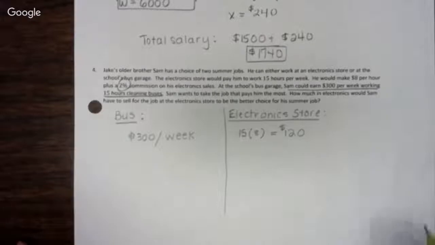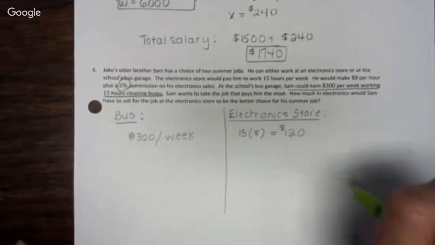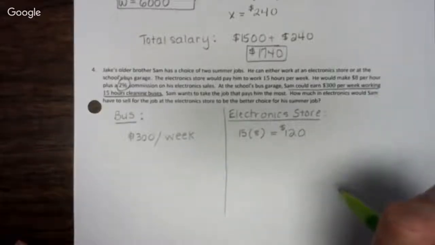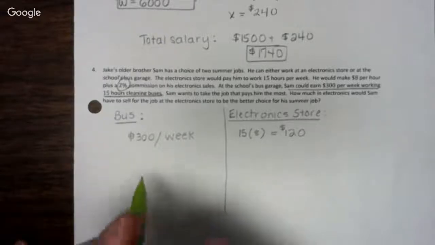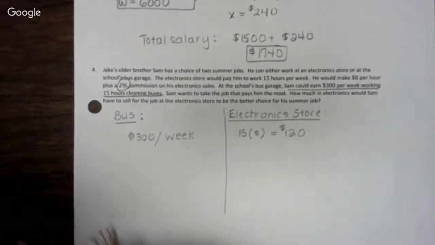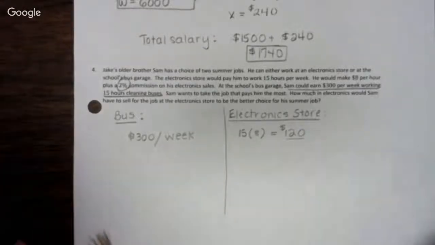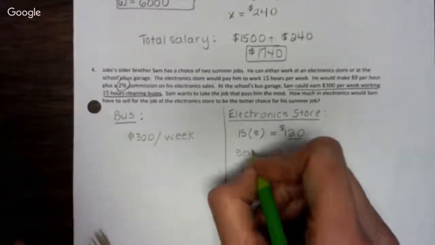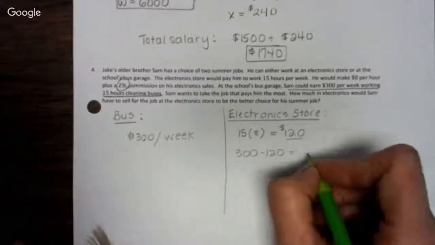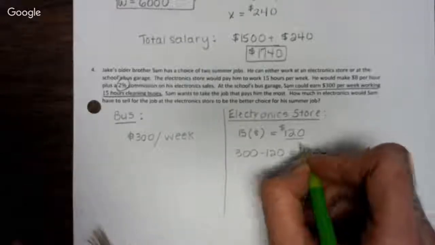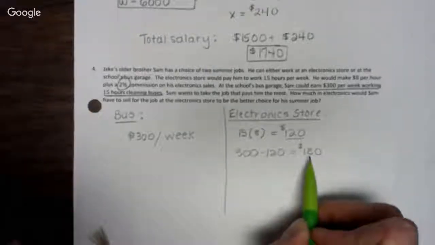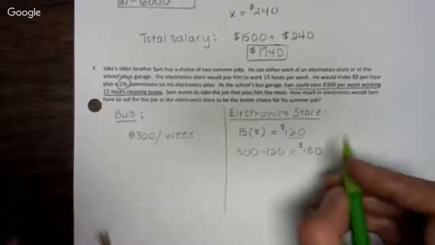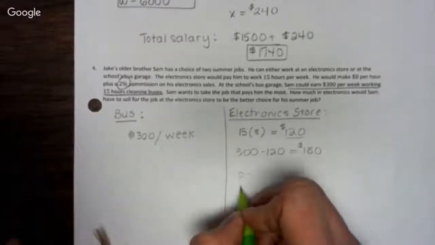So the question is, he wants to take this job, so it's got to be more than the bus. So it's got to be more than $300. So how much commission does he have to earn in order for it to be more than $300? He's already making $120. So to be more than $300, if you subtract that, you get $180. So he'd have to earn more than $180, and then it would be more than $300. So let's figure out what that would be.